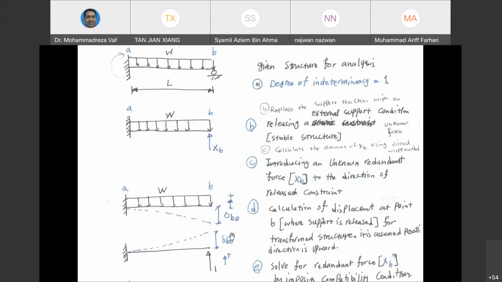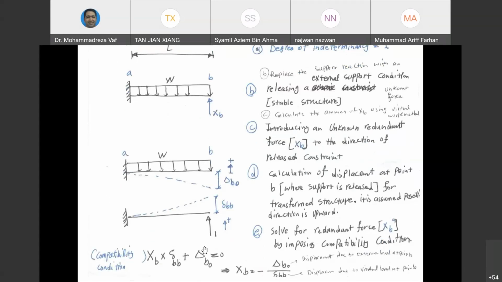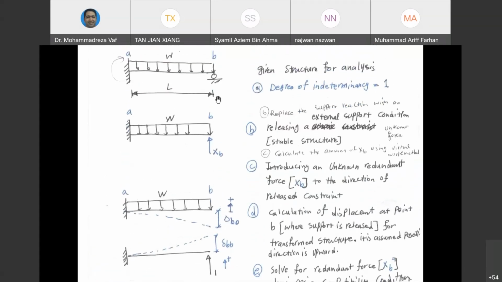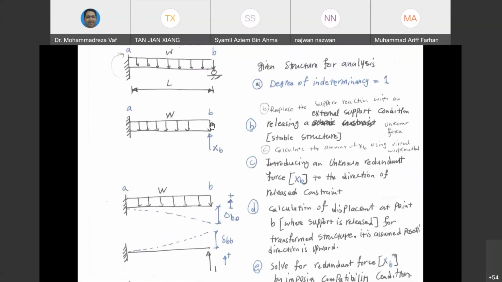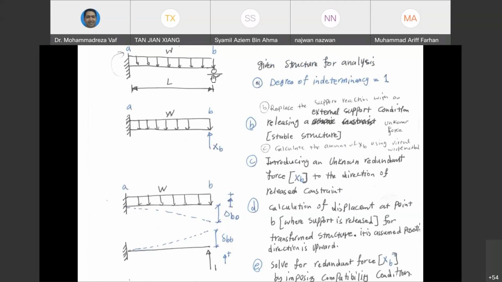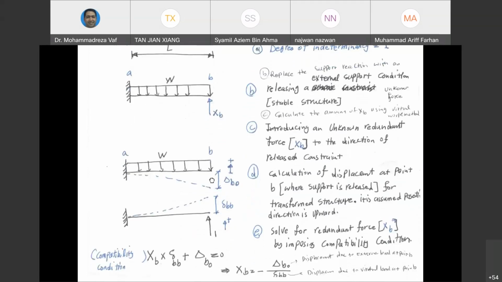the XP. So what we have written here is called the compatibility condition, meaning if delta BB equals delta BO, then we can say that these structures represent the real structure. As I said, since we don't know how much force we should apply here, we assume it to be XP. The moment that this delta BB equals delta BO, then this XP is exactly the support reaction that it has to be here. So this is the step-by-step procedure that you need to go through.